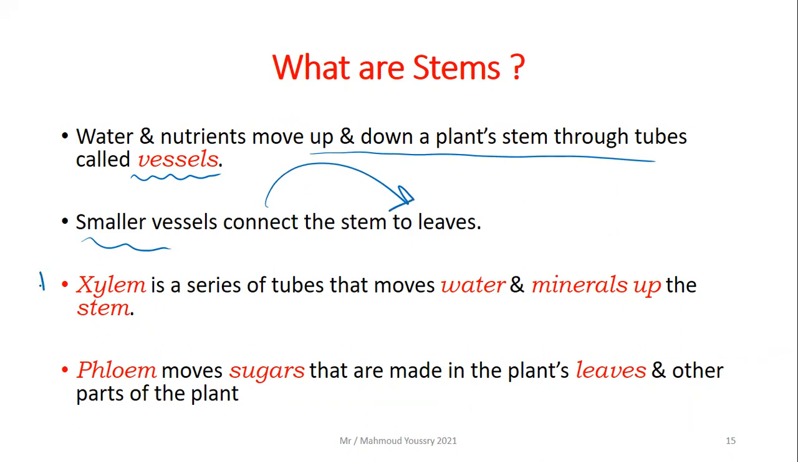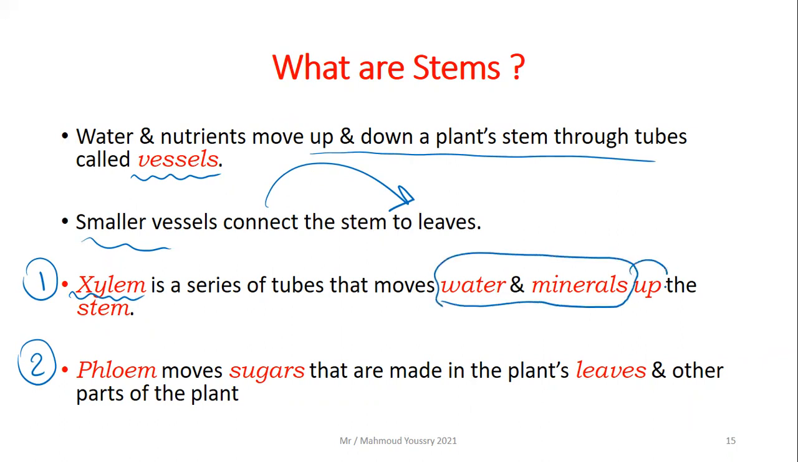Actually, we have two types of transport vessels. The first one is called xylem. Xylem is a series of tubes that work only with water and minerals and in one direction, which is up the stem.